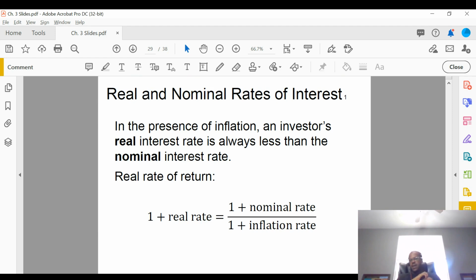Okay. There's a rule called the Fisher effect. The Fisher effect simply says that embedded inside of a nominal rate of return, which is the rate we normally think of, are two parts: a real rate of return and the inflation rate. So if I rearrange this, it's really 1 plus the nominal rate is equal to, let's show it.